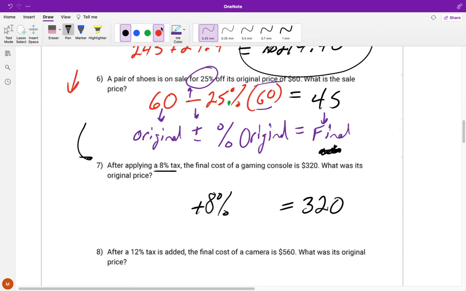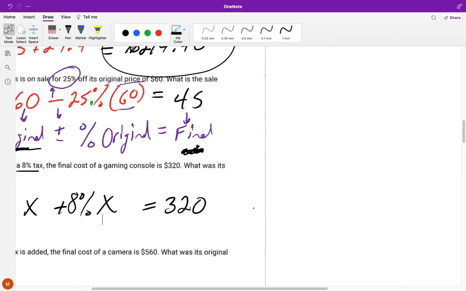What was its original amount? Well, I don't know what the original amount was. So the unknown we can represent with the variable, and let's just do X. So everywhere I see in this problem where it says original, I'm going to just replace it with X. So it's the original plus or minus the percent of the original. So it's X plus, because it was a tax, 8% of X.